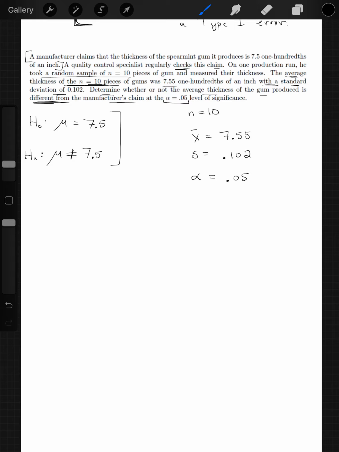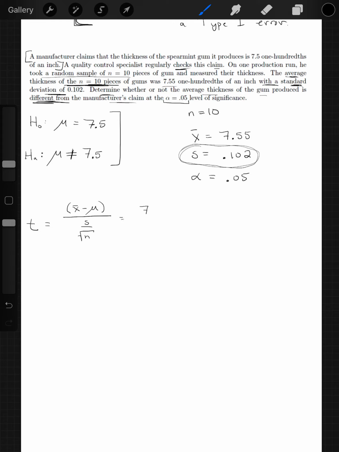The other thing we can do at this point is find our test statistic, right? We don't know the population standard deviation. The only standard deviation we were given was in the sentence that was describing sample data. So that means that we're going to be looking at t equals, right? And if we recall from the formula up there, it's x bar minus mu divided by s over the square root of n.